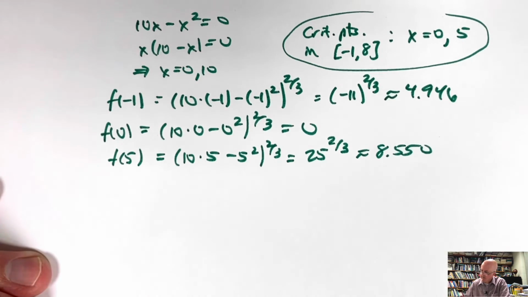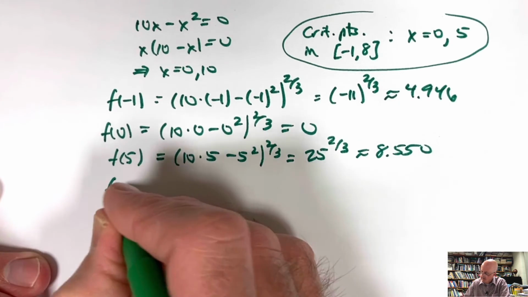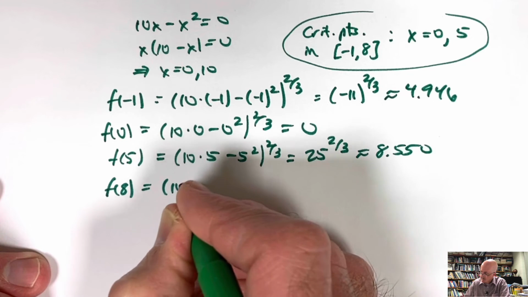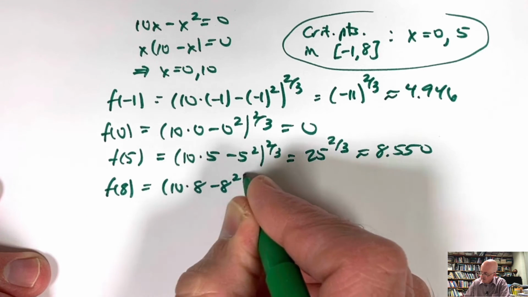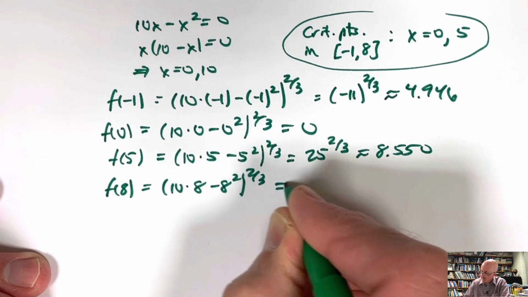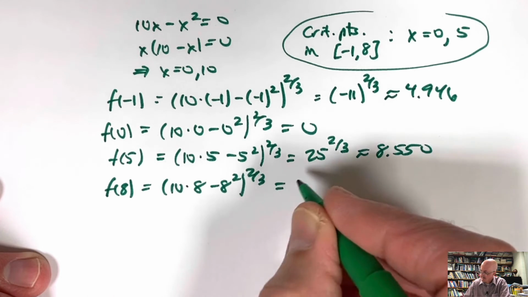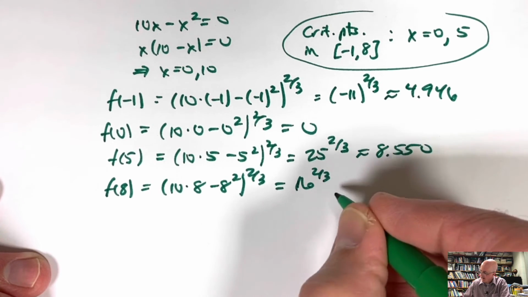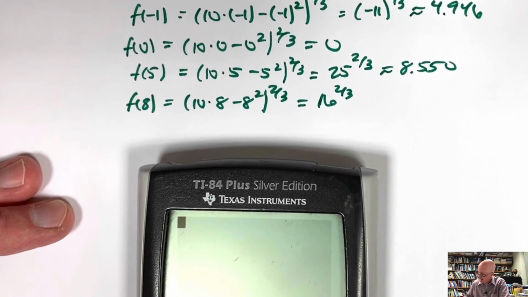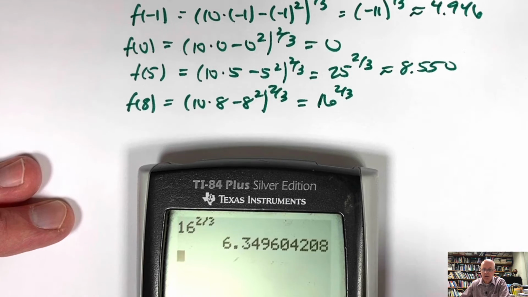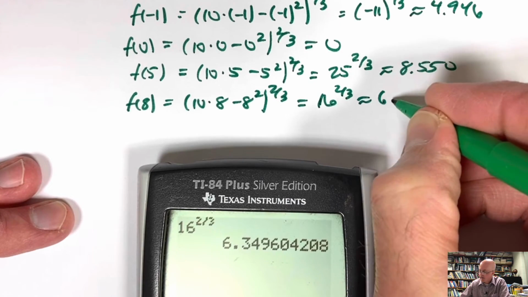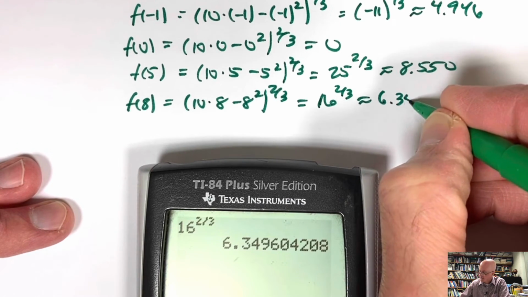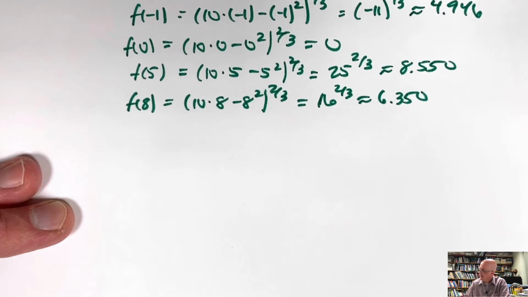And finally, f of the right endpoint, f of 8, is 10 times 8 minus 8 squared, to the 2/3 power. That's 80 minus 64, which is 16, to the 2/3 power. And that is going to be approximately 6.350 if you round it correctly.